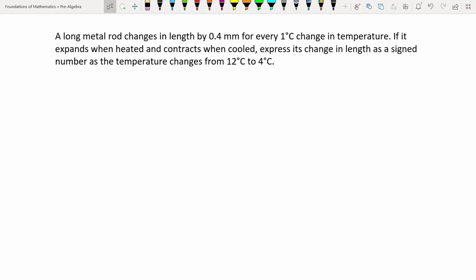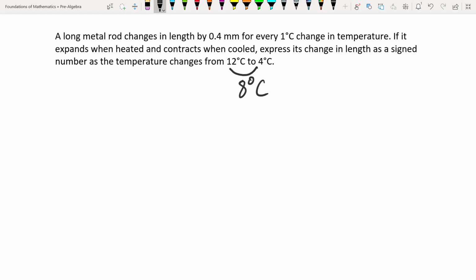Okay, we have a metal rod that changes in length by 0.4 millimeters every degree centigrade change. If it expands when heated and contracts when cooled, what is the change in length as a signed number if the temperature changes from 12 degrees to 4 degrees? So a 12 to 4 degree change means the metal is being cooled. So it's going to contract, and it's going through a change of 8 degrees, right? 12 minus 4 is 8 degrees. We're getting 8 degrees colder.